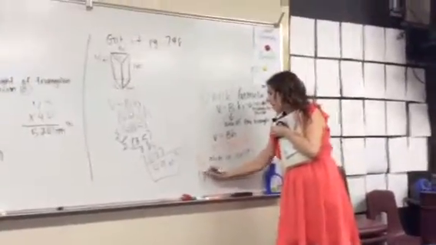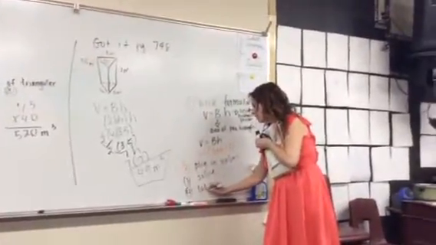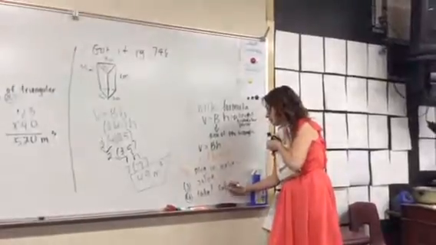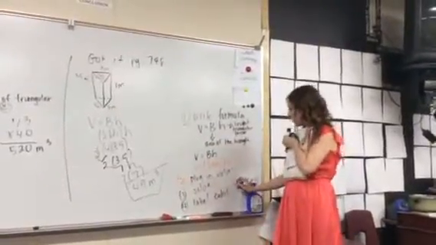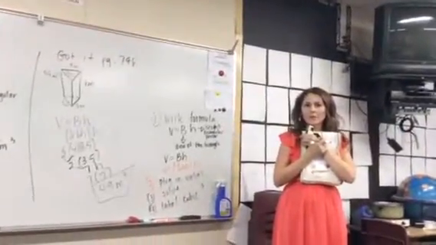Then 2, you would plug numbers underneath. Then you would solve, and then you don't forget to label in cubic meters. I mean in cubic form, sorry, with a little 3. And that is how we do volume of a triangular prism.